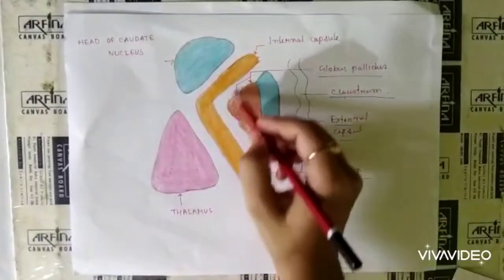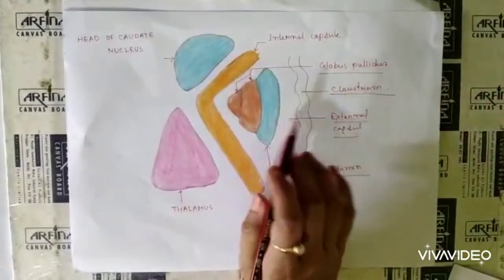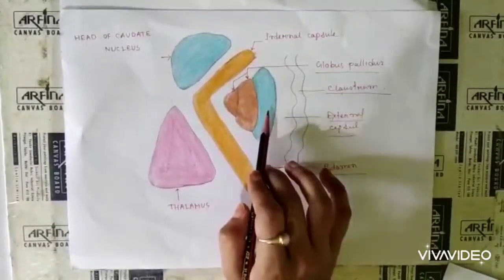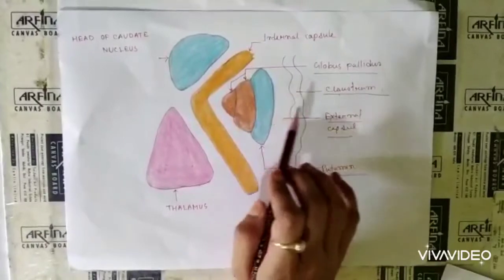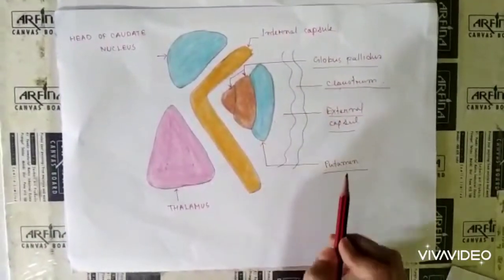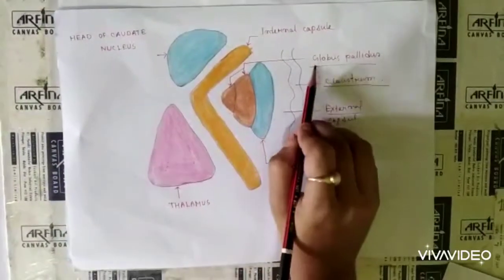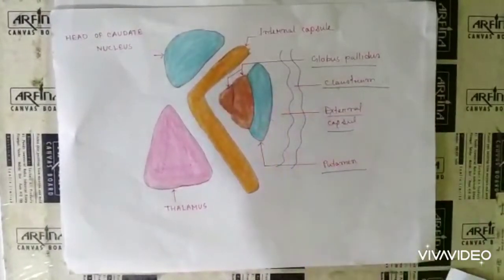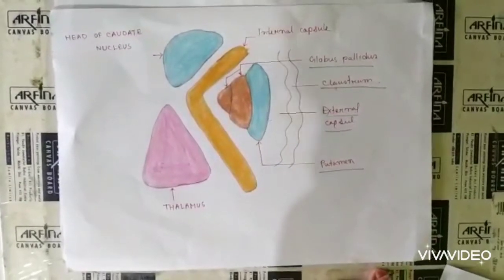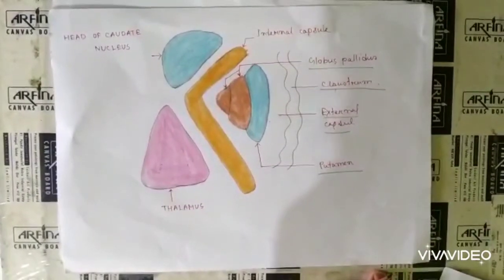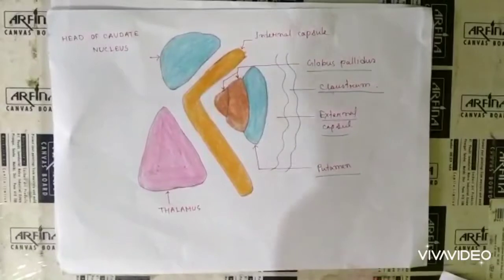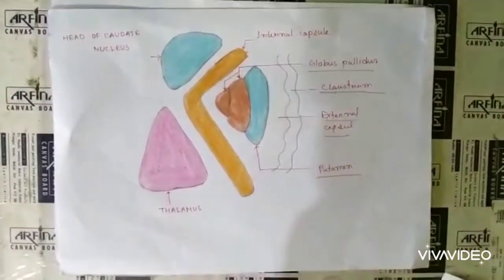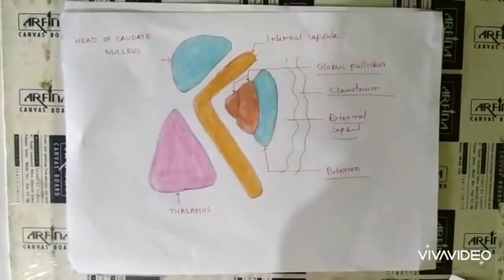So the lentiform nucleus is divided into two portions, lateral and medial. The lateral is larger than the medial side; the lateral side is known as the putamen and the medial side as the globus pallidus. Then comes the inferior surface, which is related to the sublentiform part of the internal capsule, and also the tail of the caudate nucleus and the inferior horn of the lateral ventricle.